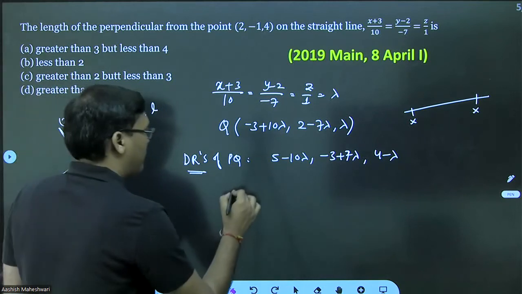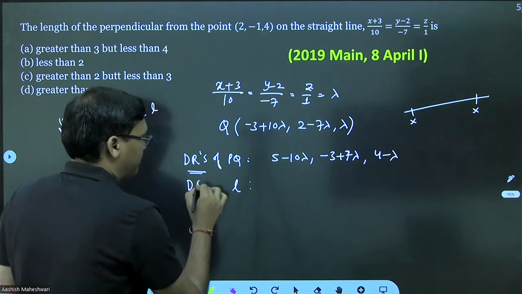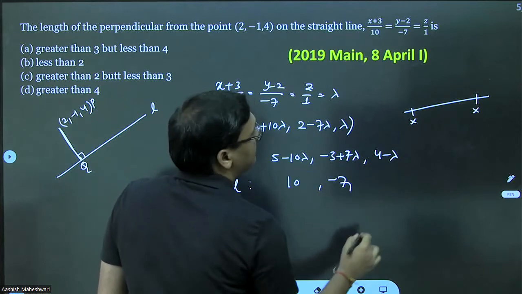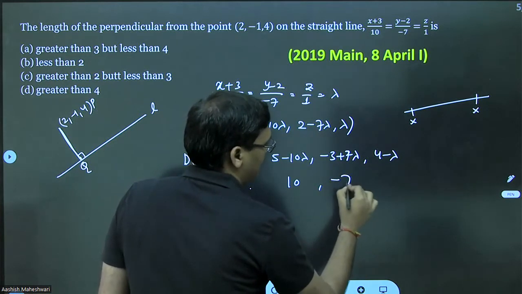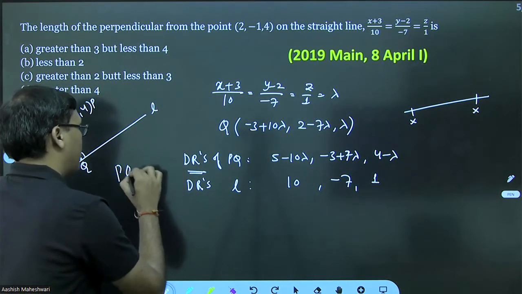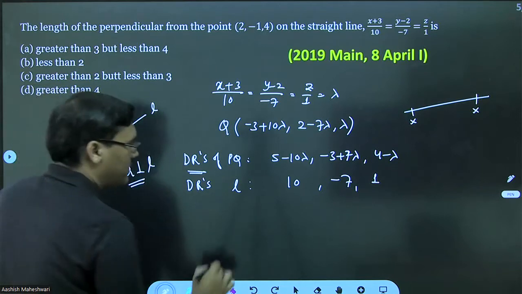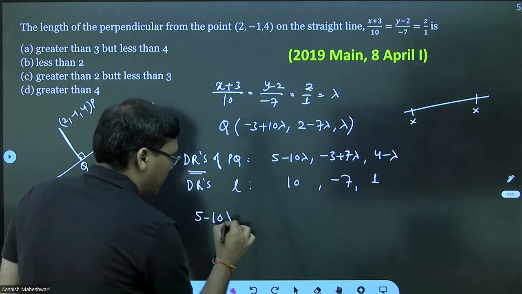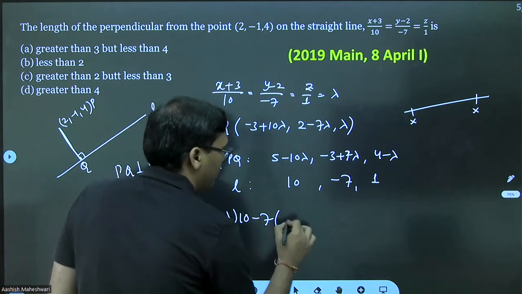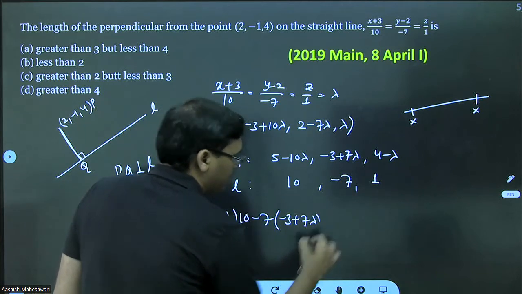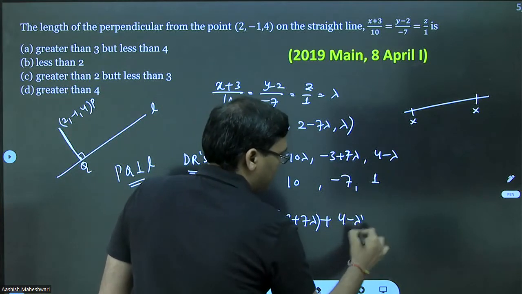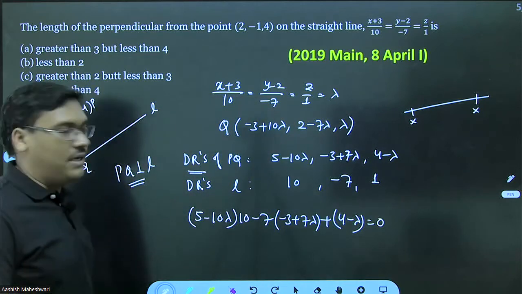Now, what are the direction ratios of line L? You can see this is 10, minus 7, and 1, right? So if I just multiply, because PQ is perpendicular to L, what I can say here is 5 minus 10 lambda into 10, minus 7 into minus 3 plus 7 lambda, and this is 1 into 4 minus lambda. This should be equal to 0. I hope this is clear.